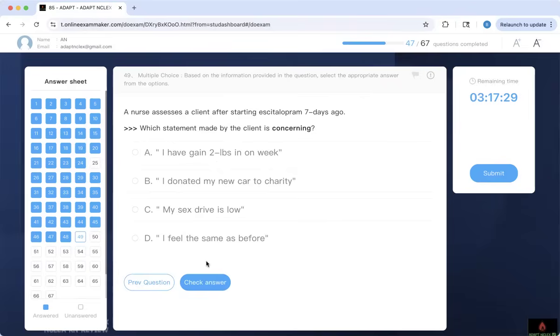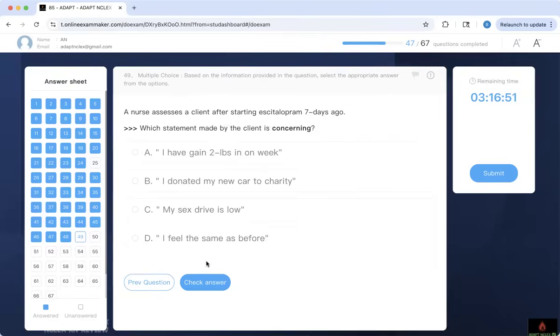And as I said, a client after starting citalopram 7 days ago, which statement made by the client is concerning? First, stop the video. Let me know about this. Therapeutic communication, at the same time, pharmacology. This citalopram is in the lopram group. What does that mean? This is an SSRI. If I start it and you come back in a few days, within 2 weeks, suicide is my problem. Therefore, which of these is a suicide risk?